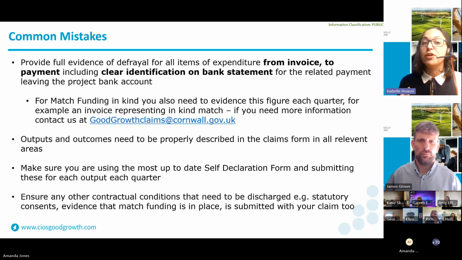Make sure you are using the most up-to-date self-declaration form, and we'll send this out to everyone after the event, and you need to submit these for each output for each quarter. Finally, please ensure any other contractual conditions that need to be discharged, for example, anything that might be outstanding before a claim is paid, like statutory consents or evidence that match funding is in place. Please make sure this is submitted with your claim form too. All of this will ensure that you can be paid for your claim as quickly as possible. Next slide, please.